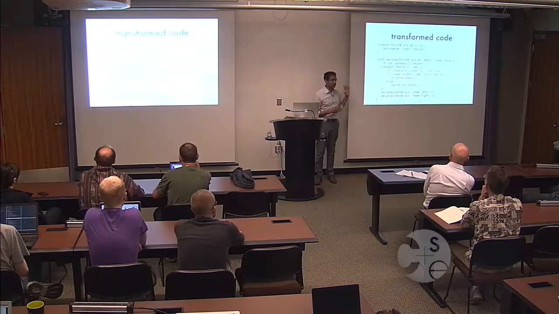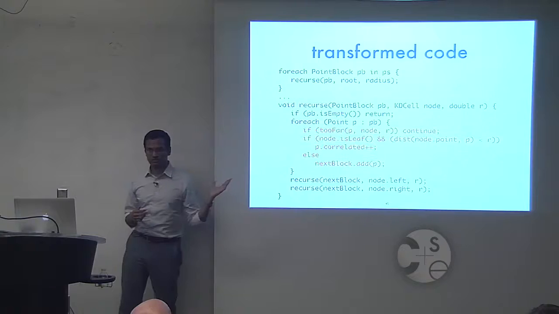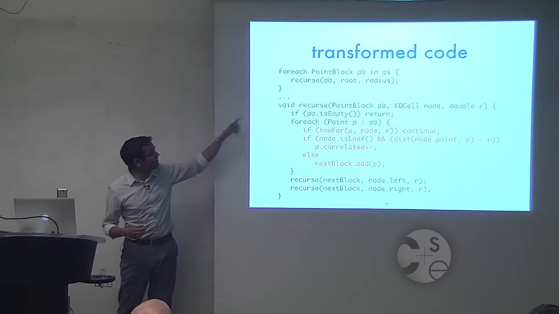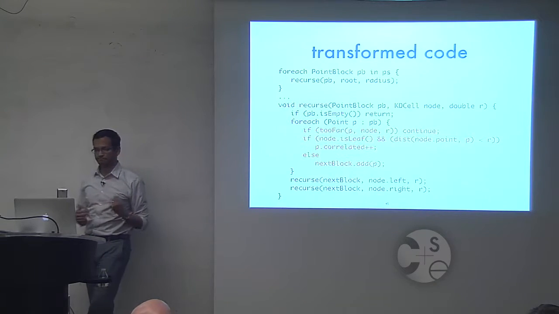Right? So this is actually simple enough that we can put it all into a source-to-source compiler. We can recognize the original traversal pattern, then rewrite the code to look like this.